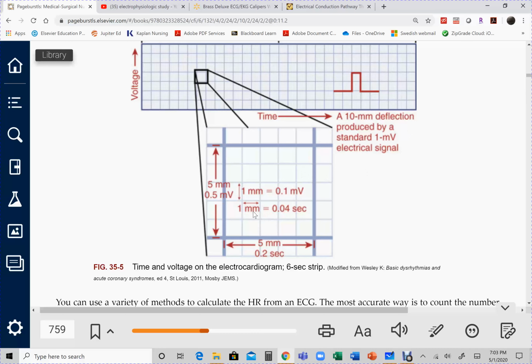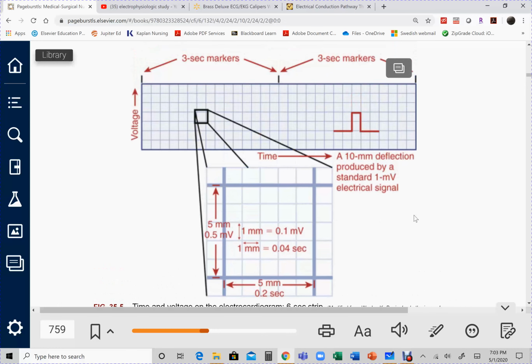Okay, so therefore if there are 5 small blocks, horizontal small blocks in one big block, that means 0.04 times 5 equals 0.2 seconds. So if each big block is 0.2 seconds, how many big blocks will we have in 1 second? So let's count. We need 5 to make 1 second. So 0.2 seconds times 5 equals 1 second.